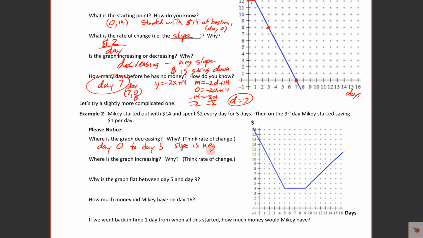The rate of change is negative. It happens to be -2. He's losing $2 every day, or he's spending $2 every day. Okay, so a couple of good reasons there.